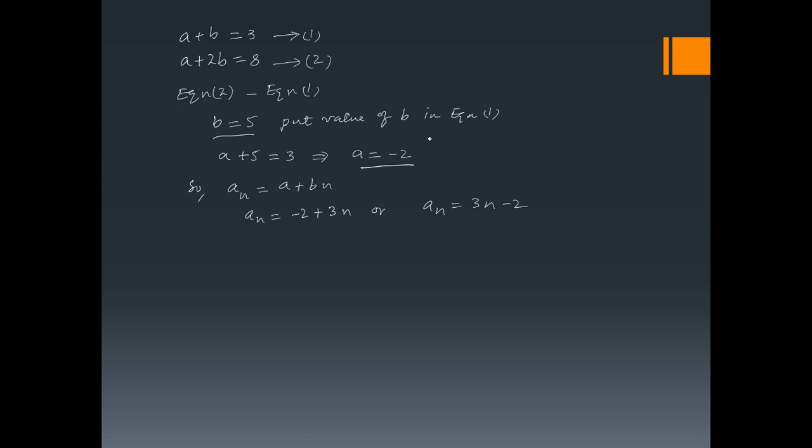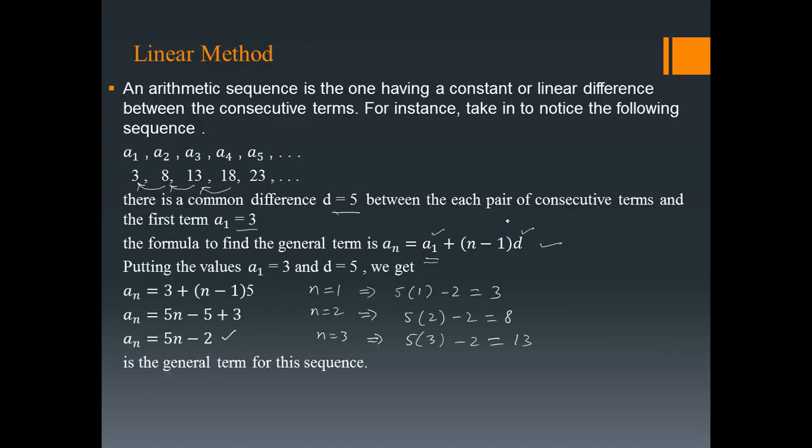Now put the values a is equal to minus 2 and b is equal to 5 in this equation. We are getting an is equal to minus 2 plus 5n. By rearranging, an is equal to 5n minus 2. Now this an, the general term, is the same as we got by the general term formula.